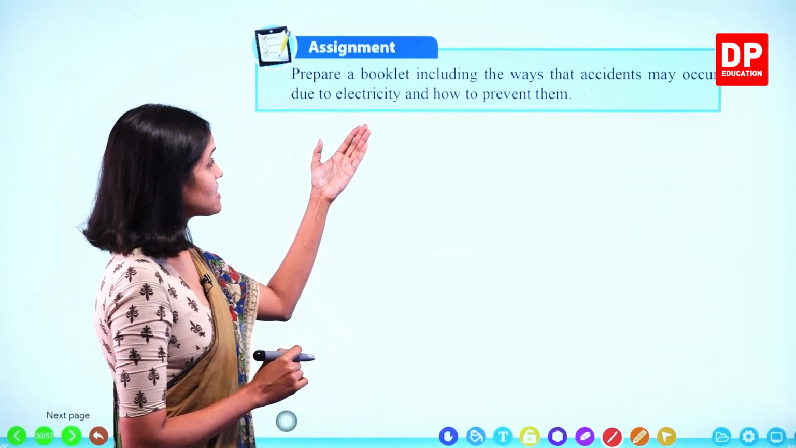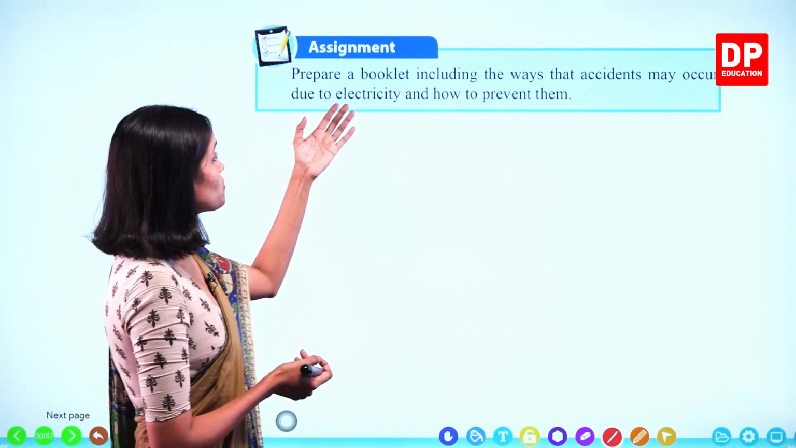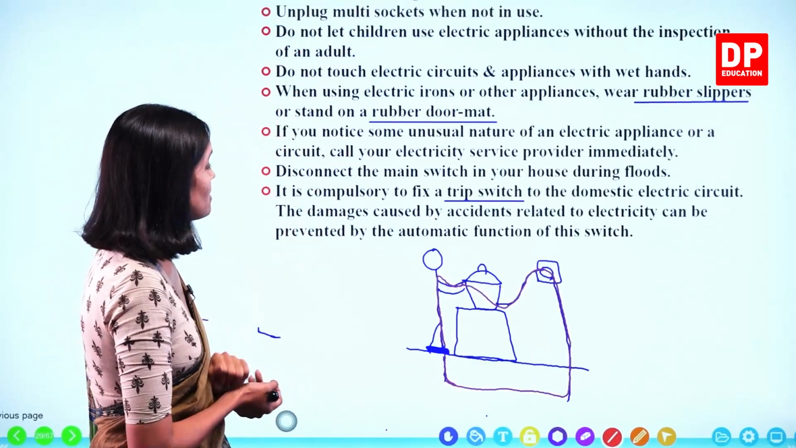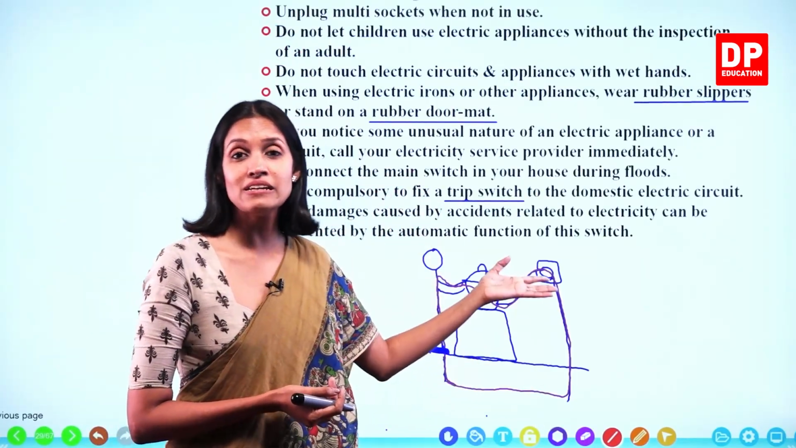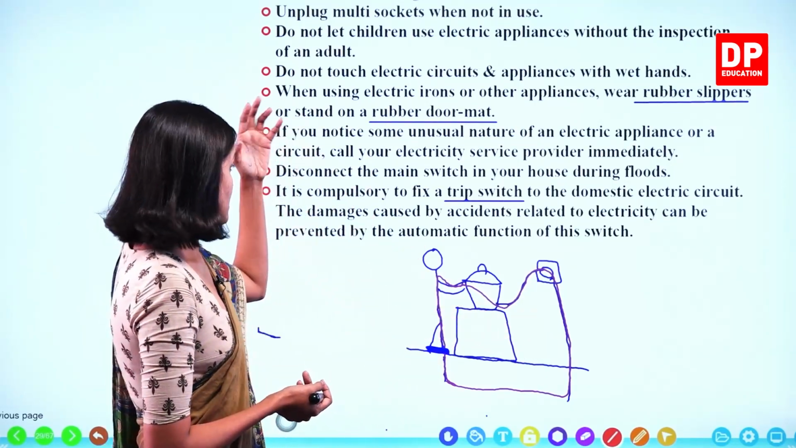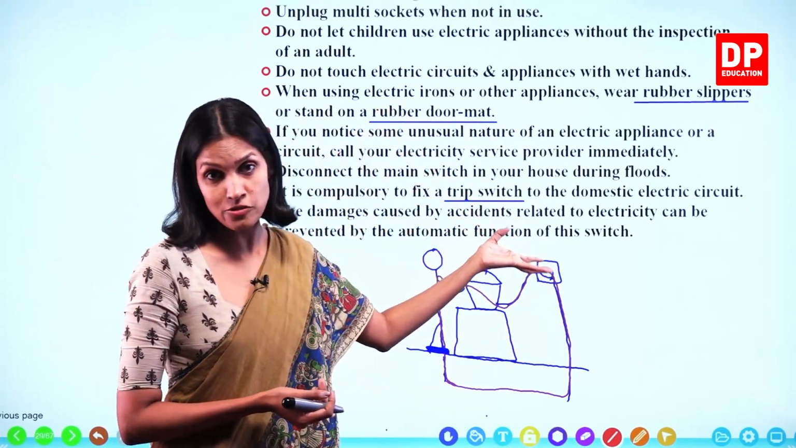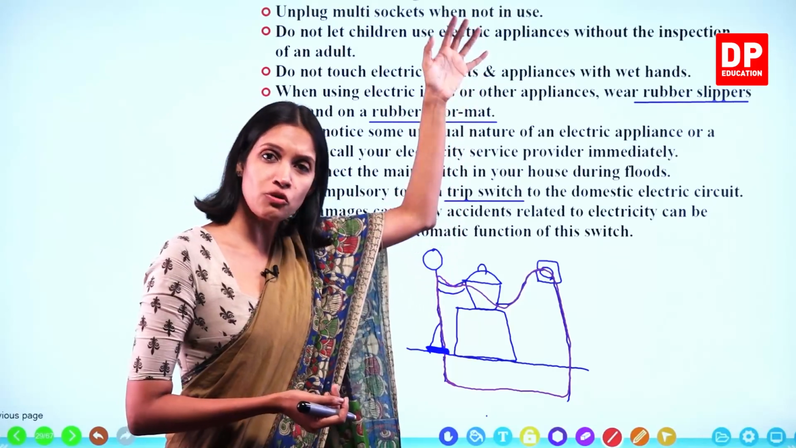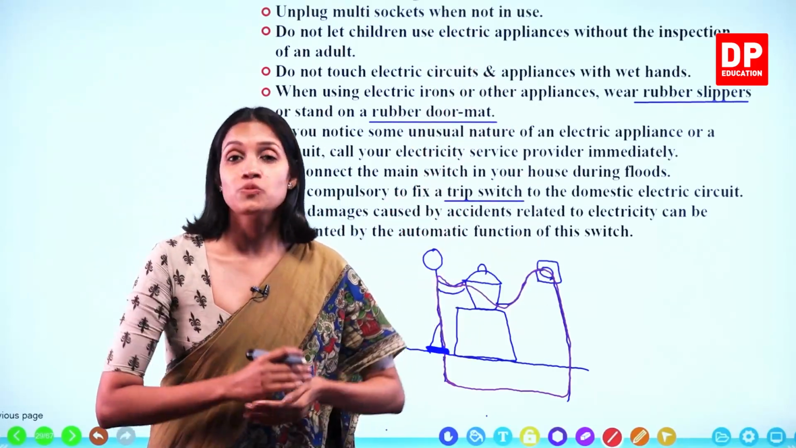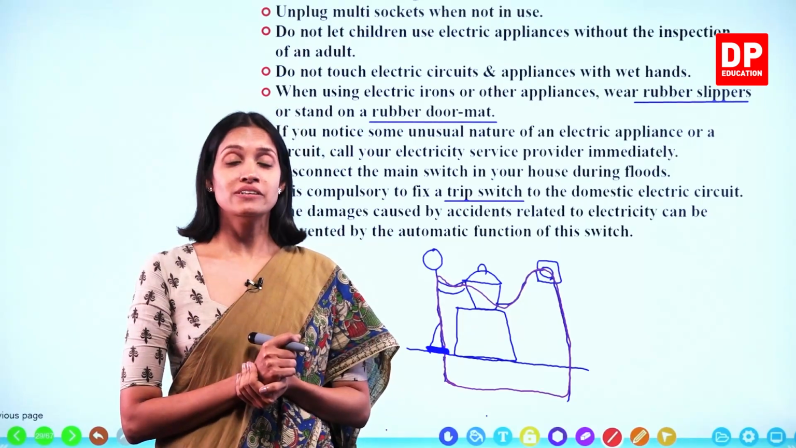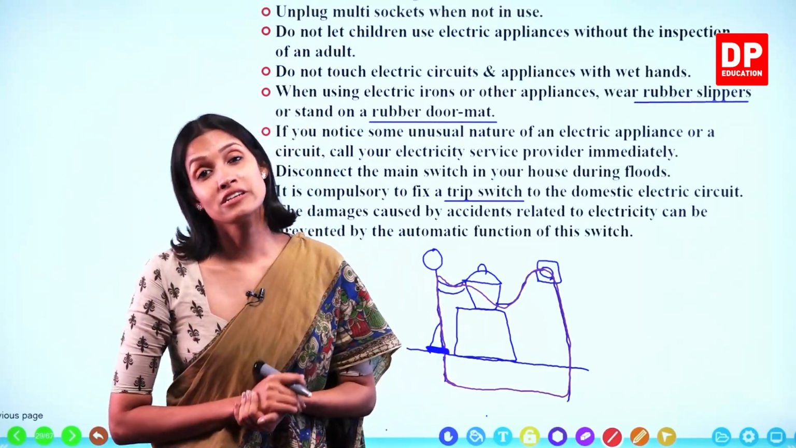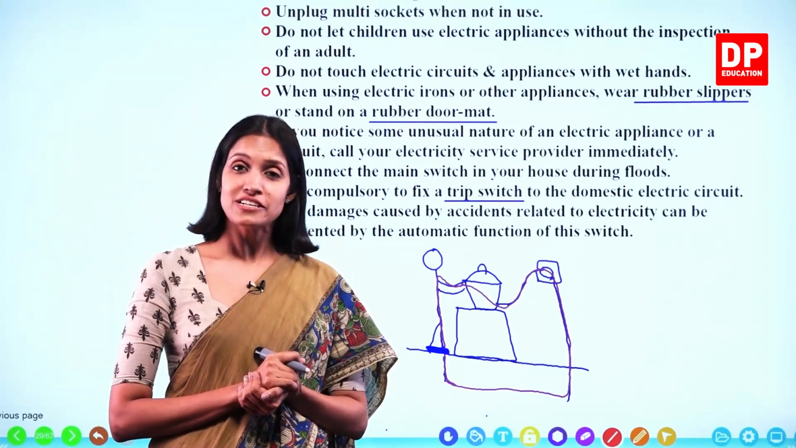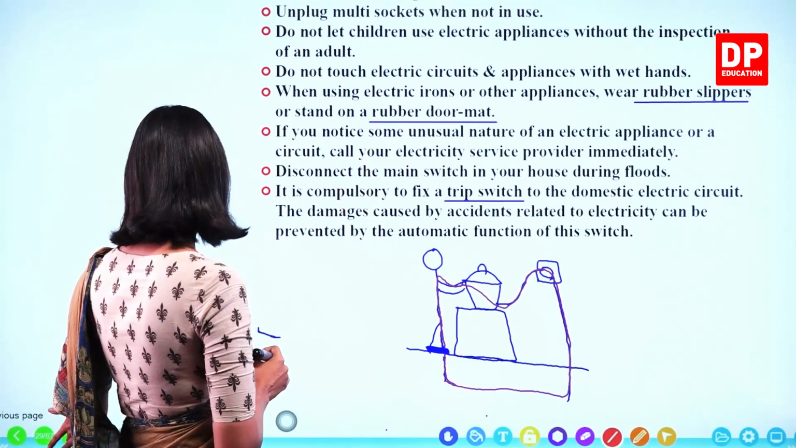So there are different instances that accidents might occur. So how to prevent them? Precautionary methods, how to prevent them, we also discussed here. Wearing rubber slippers when we handle electrical appliances, and installing or fixing a trip switch to the domestic electric current. Disconnect the main switch in your house during floods. So many ways that we learned. And especially if there are small children at home, we have to be very careful. We should not let them handle the electrical appliances, and we should cover all the plug points. So these type of many things that we learned here.